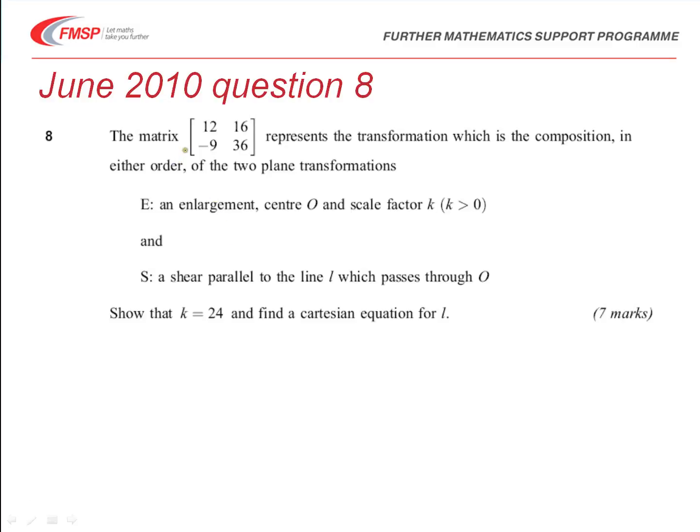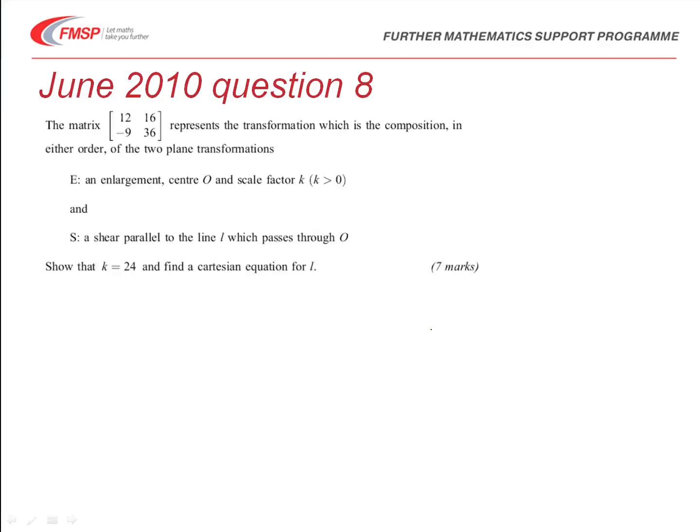We're given a matrix which represents the transformation, which is a composition of, in either order, an enlargement with a scale factor k, followed by a shear which has a fixed line which passes through the origin. And we have to show that the scale factor of the enlargement is 24 and also find the Cartesian equation. Well, how are we going to approach this one?